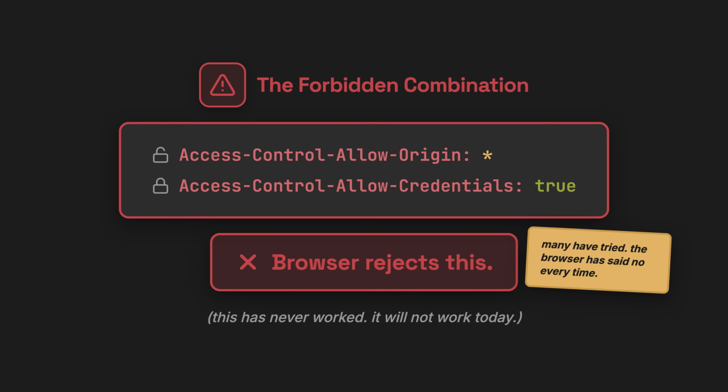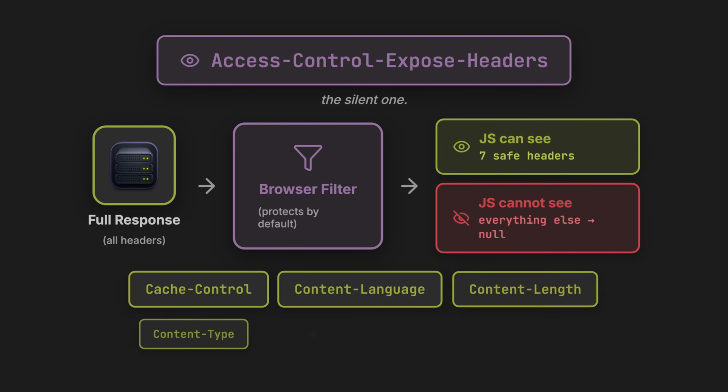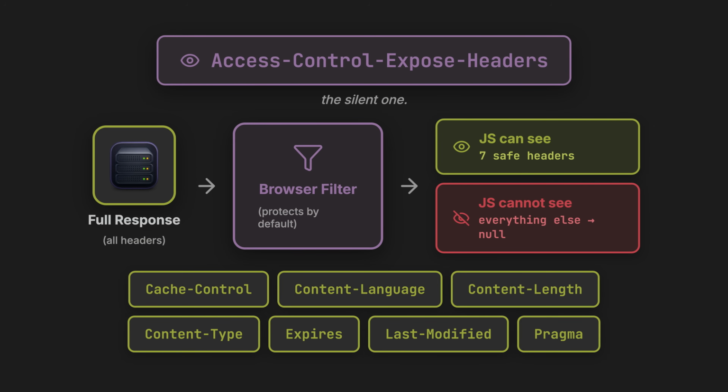And the last one, Access-Control-Expose-Headers, the one you find out about after shipping. Even after a CORS check passes and the response reaches your JavaScript, the browser still controls which response headers your code can actually see. The full response is there, the browser just doesn't show it all to JavaScript by default.